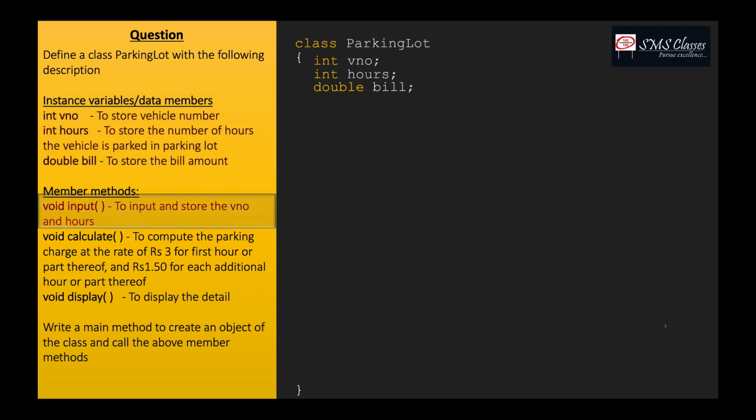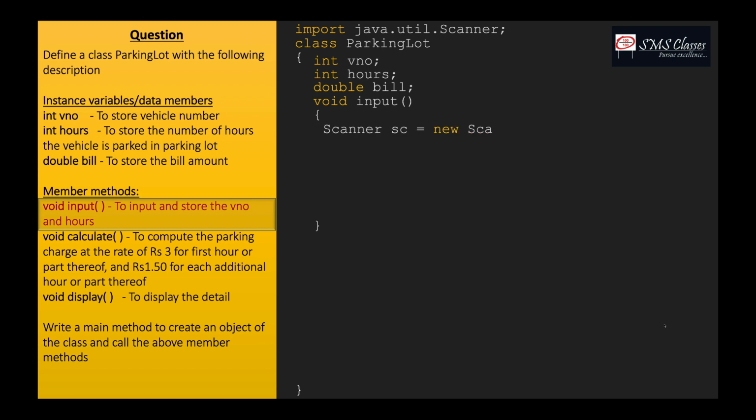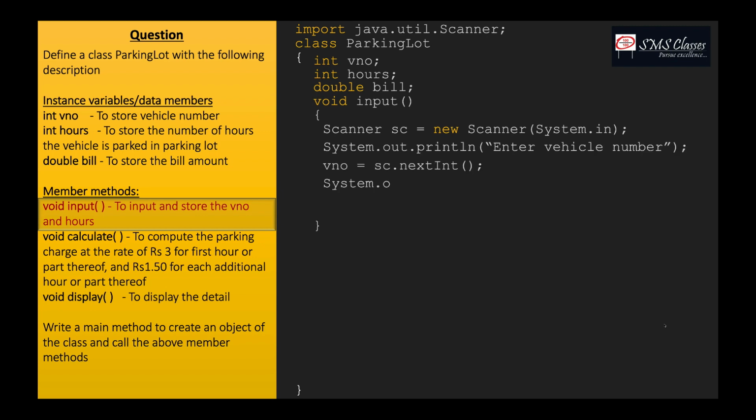Next, member methods. In that, first is void input. Now we need to accept the input from the user. So we need the Scanner class here. The Scanner class is in the java.util package. So we import it and we create the instance of the Scanner object. Now we collect the vehicle number and the hours from the user and store them. So the input method is done.